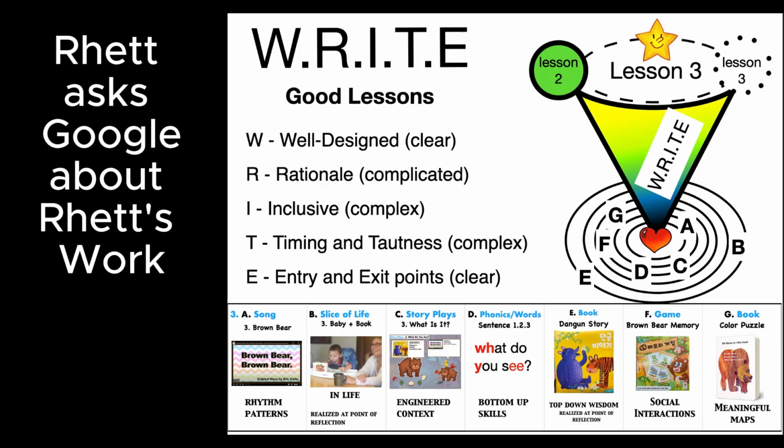Then we move inward to B, slice of life. This one has a photo of a baby eating with an adult holding a book nearby. The label is 3 Baby Plus book. But look at the key concept underneath. Life and realized at point of reflection. Realized at point of reflection. That is the most important phrase in this entire diagram. Unpack that for me, because a baby picture seems pretty simple.